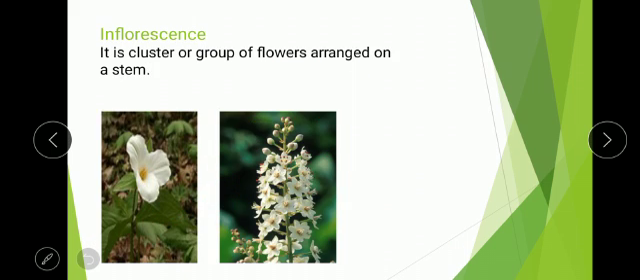Inflorescence. It is a cluster or group of flowers arranged on a stem. A cluster or group of flowers arranged on the stem is called inflorescence.